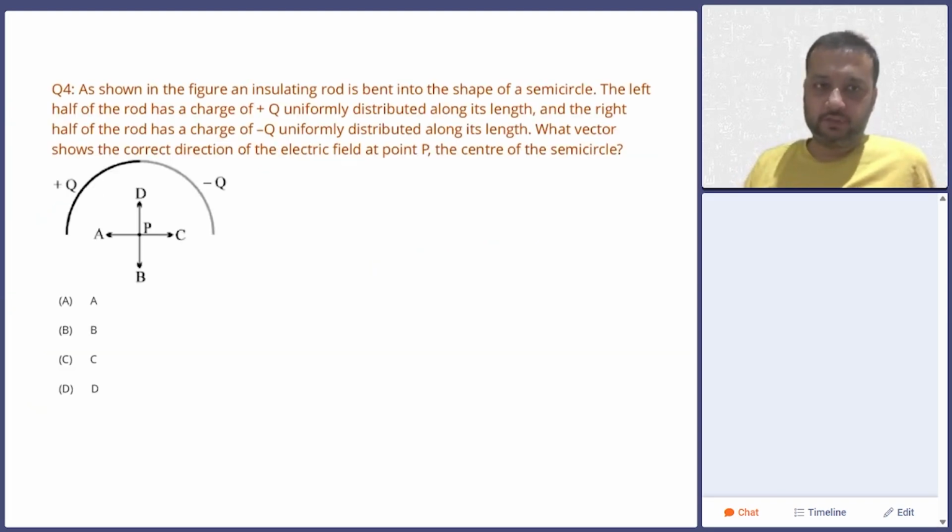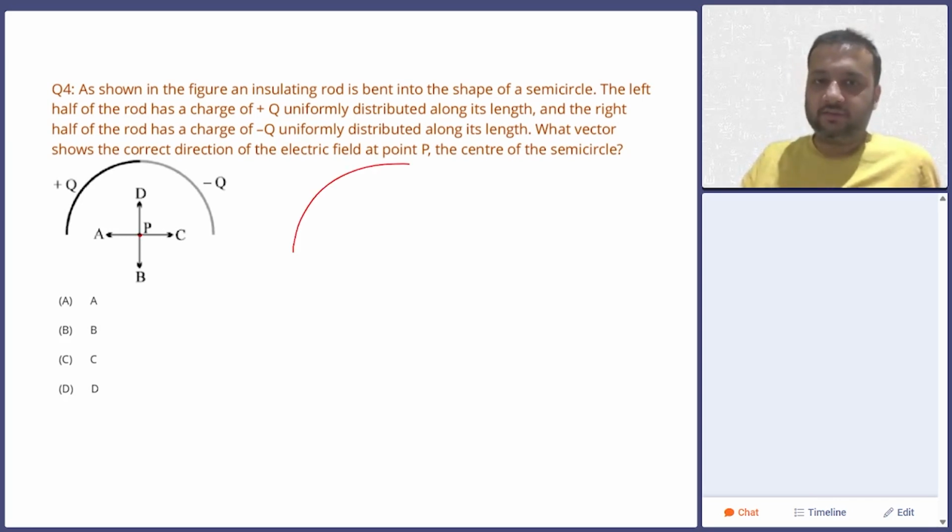Let us move to the next question. Here in this question, we have been given two quarter circular arcs. Basically, the left half is uniformly charged with plus q, and the right half is uniformly charged with minus q. And we have to assess the direction of the electric field at the point P.